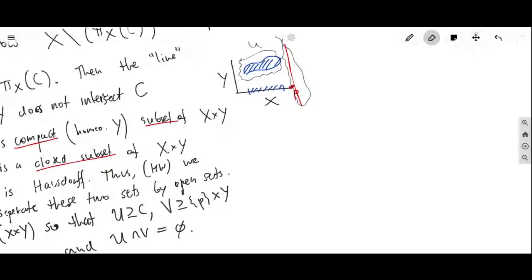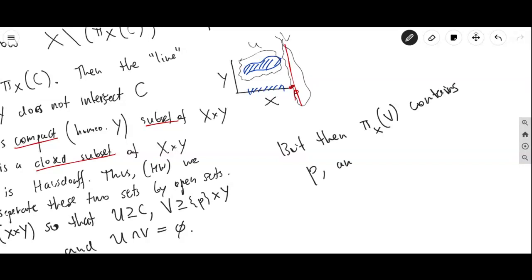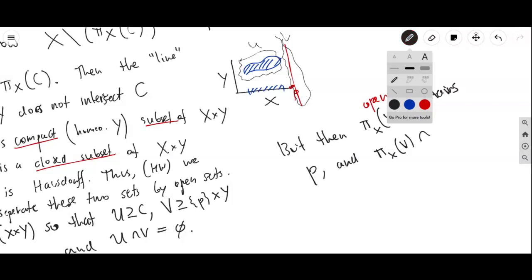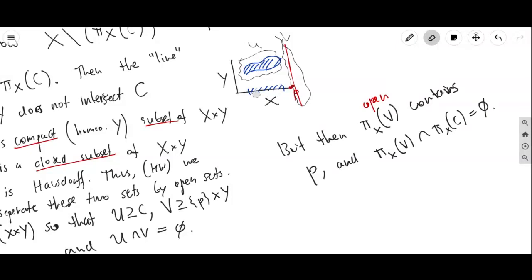But then look at this. If you take V and you project it down, you get something open, because projection is an open map. But then the projection of V onto X contains P, and it does not intersect. Right? It contains P. This is an open set, right? So we found an open set. It contains P, and its intersection with the projection of this closed set is empty. Right? You can see from the picture that the projection down here and this.